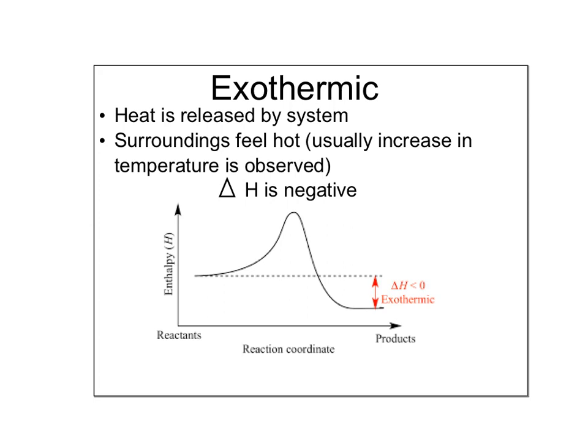So let's talk about exothermic first. Exothermic is when heat is released by the system. This means the surroundings will feel hot because my reaction is giving off heat. So usually we can see an increase in temperature if we're measuring temperature. When we record delta H, or the enthalpy, it will be negative.